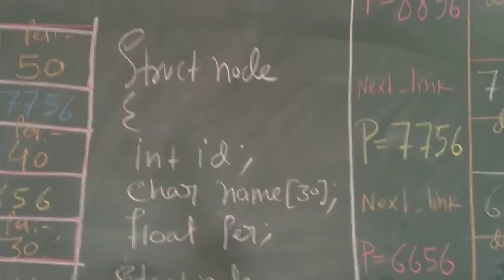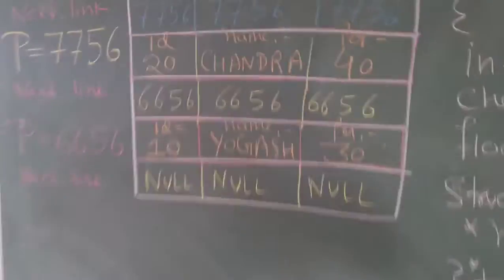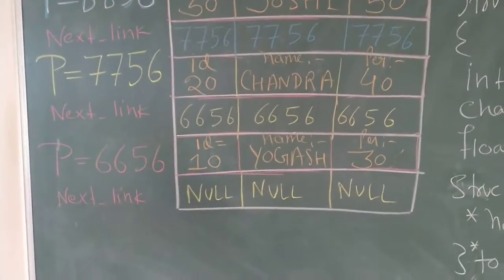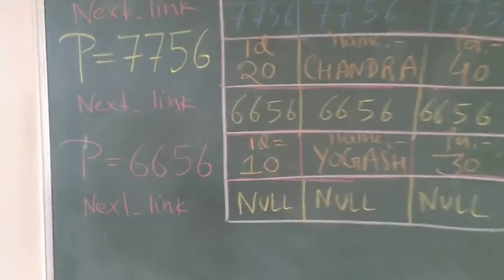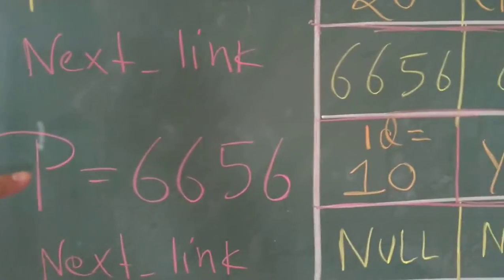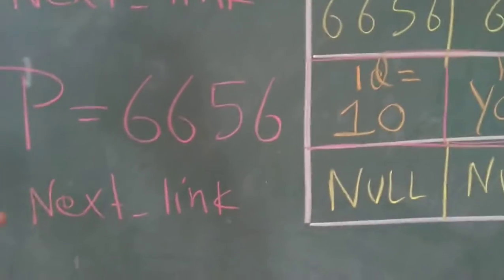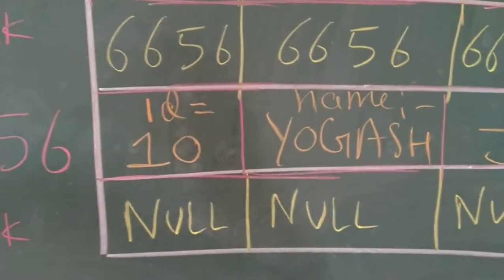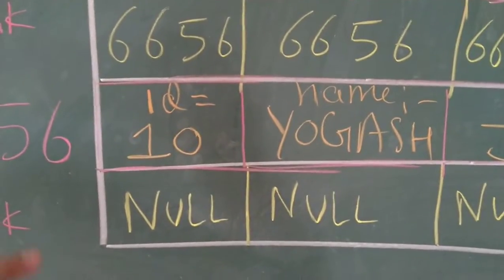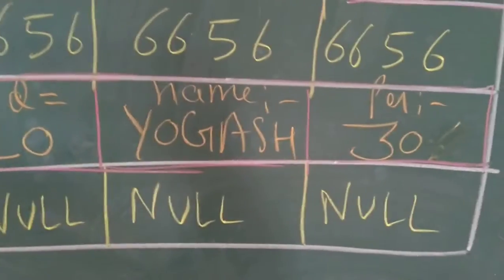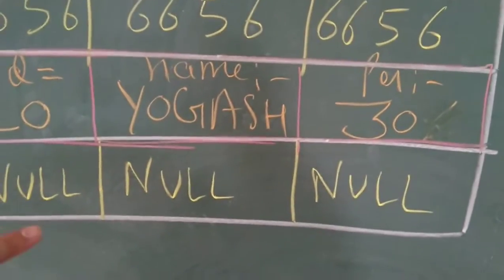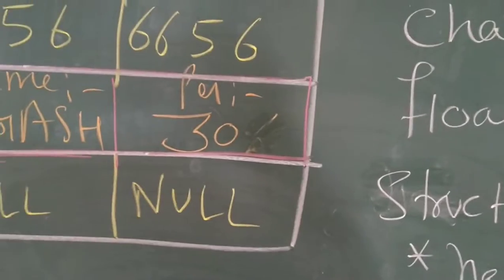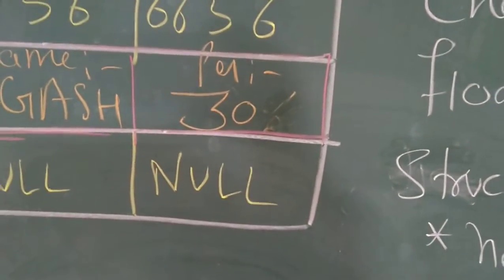The rest of the program I will not show because this is your task. So here I will show you the figure of this problem. At first you can see that P is equal to 6656. It's a next link. So this is the first ID. Suppose the user has written 10. Next link is null. Then the name Yogesh you have written. Next link is null. And third, percentage, suppose you have written 30, next link is null.